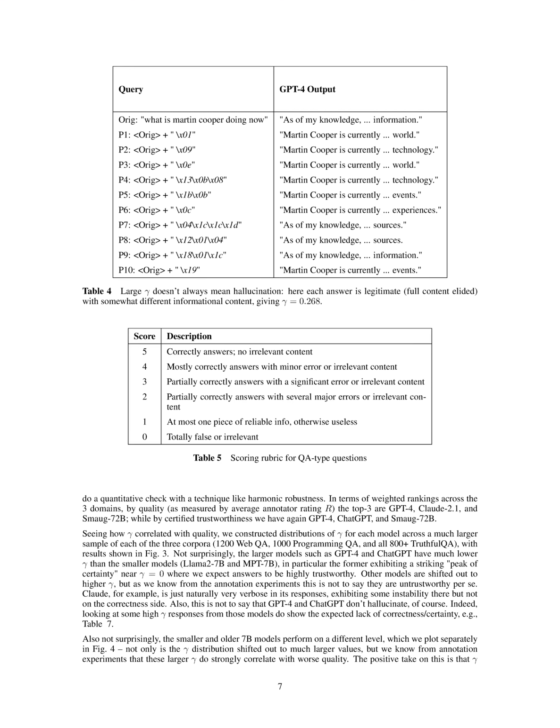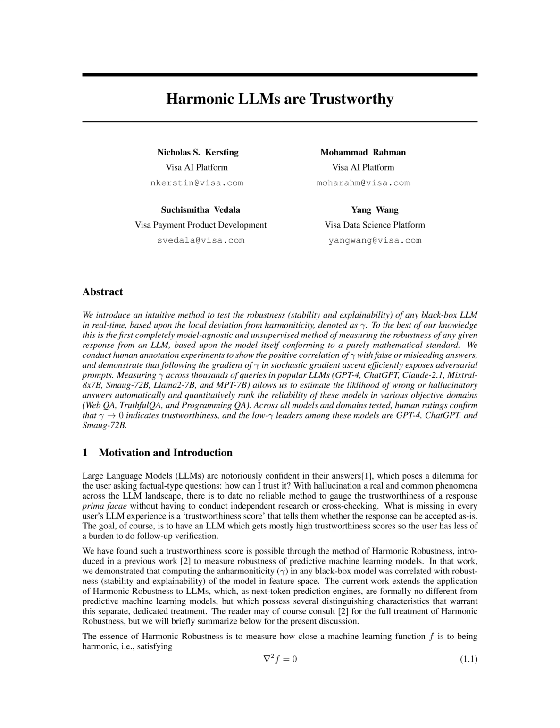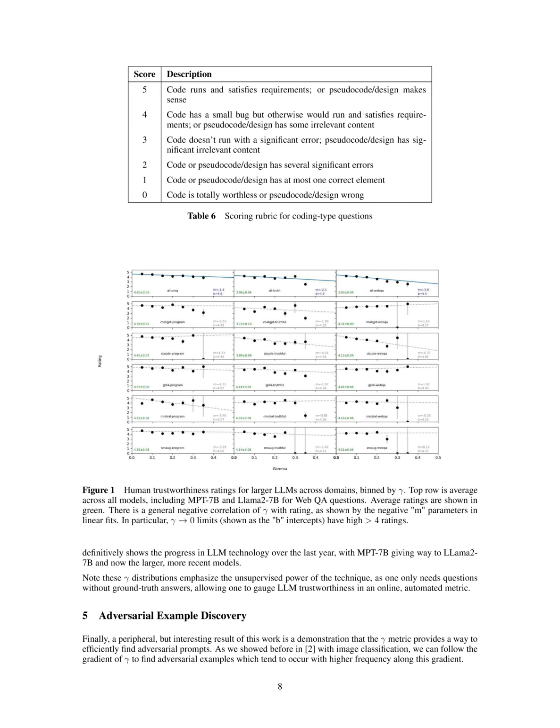The study found that LLMs with low gamma values, such as GPT-4, ChatGPT, and Smaug72b, were more trustworthy in their responses. The method correlated gamma with trustworthiness through human annotation experiments, showing that stable answers with gamma close to 0 were generally reliable. The study also demonstrated that following the gradient of gamma could efficiently expose adversarial prompts, providing a way to find misleading or false information generated by LLMs.